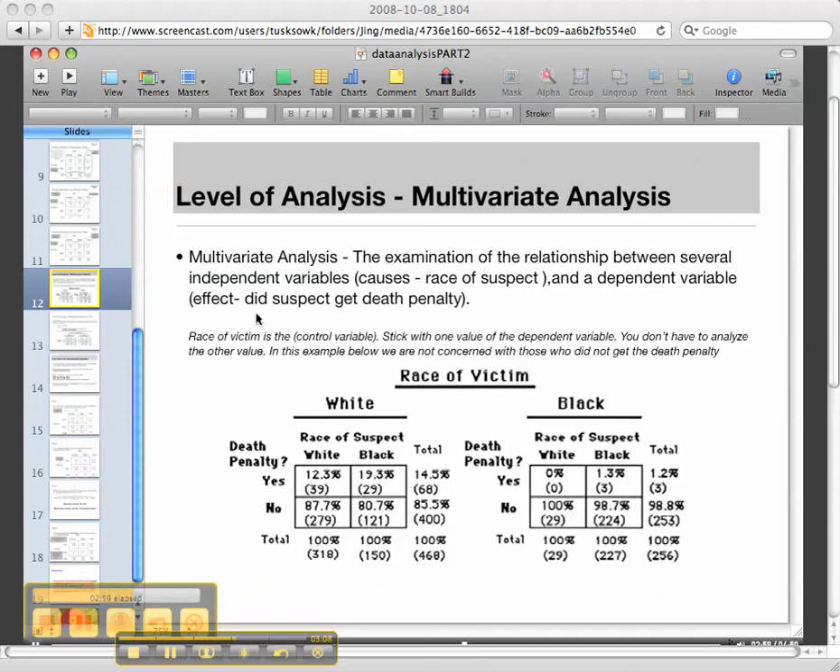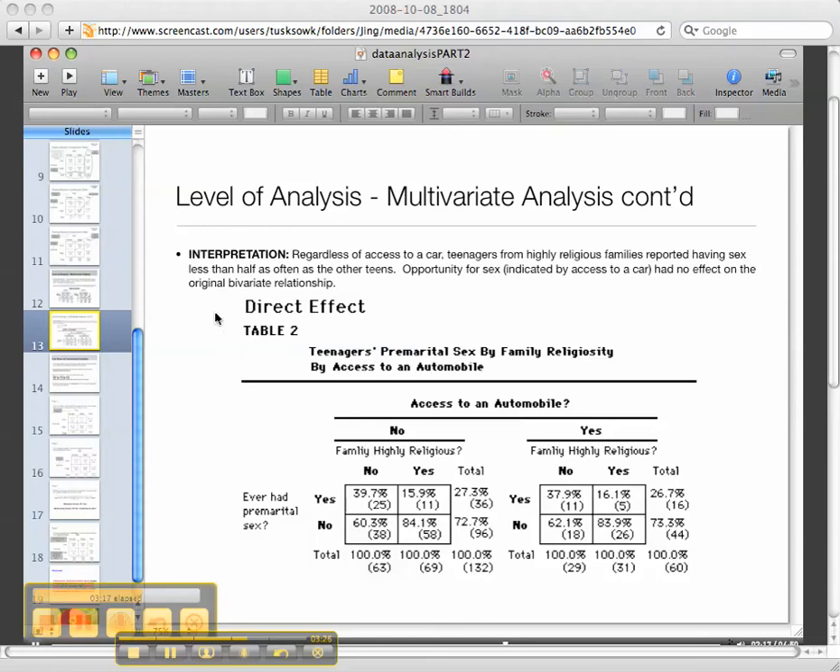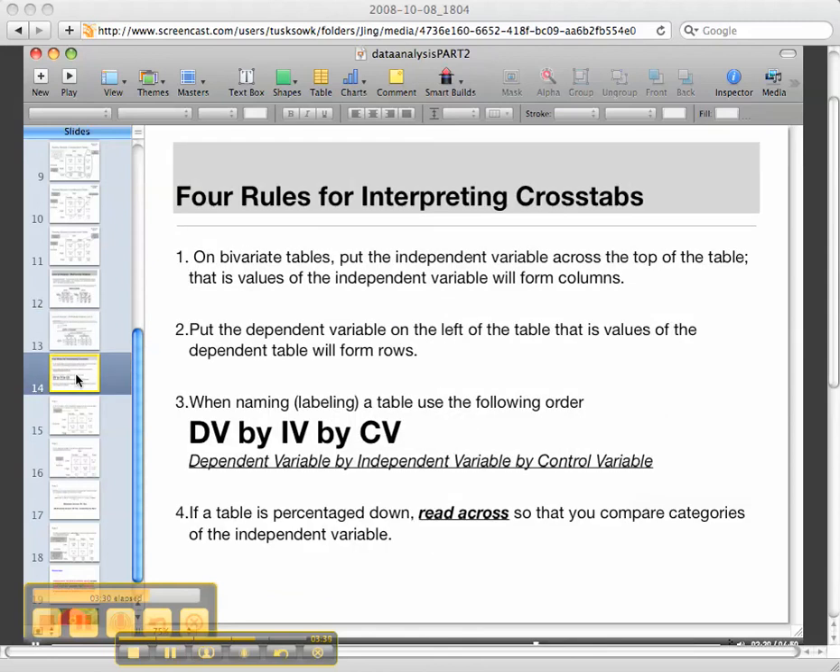And with multivariate analysis, you're looking at several independent variables. For this particular example, the race of the victim was a control variable, while the race of the suspect played a difference in whether or not the suspect received a death penalty. Also with this example, regardless of access to a car, teenagers from highly religious families reported having sex less than half as often as other teens. And if you'll notice, once you know how to read these tables, it's fairly easy.